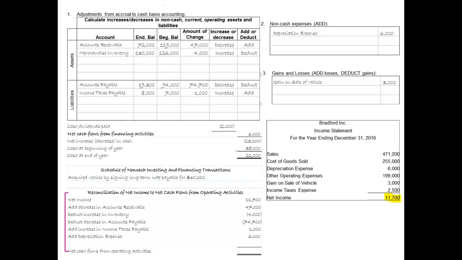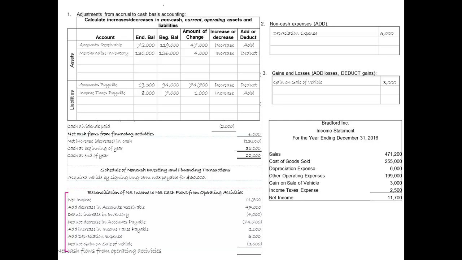The last reconciling item on our work paper is the gain on sale of vehicle, $3,000. Remember, you will add losses and deduct gains. So deduct gain on sale of vehicle and enter the amount as a negative number since we are deducting. The last line of the reconciliation is already in place. Net cash flows from operating activities, except for the amount. So do the math down the column. Remember to subtract the negative amounts. You should get negative 16,000.